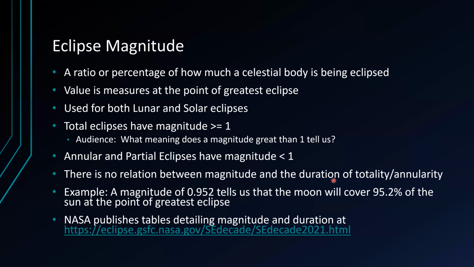Eclipses that have an eclipse magnitude of greater than 1 are always total eclipses. Interesting. You're maybe thinking, why can this ratio be greater than 1? What does that mean? When the eclipse magnitude is greater than 1, it just simply means that the moon is covering more of the sun than we can see.